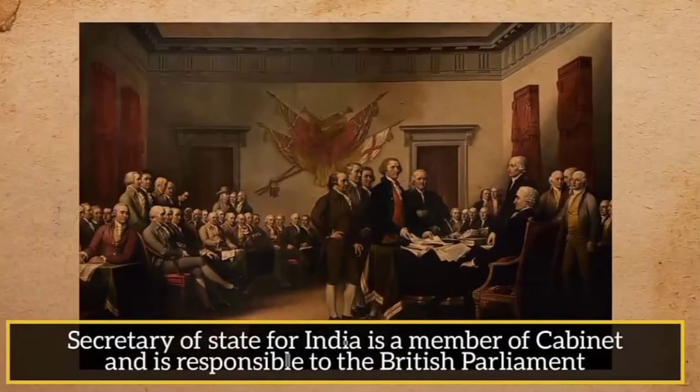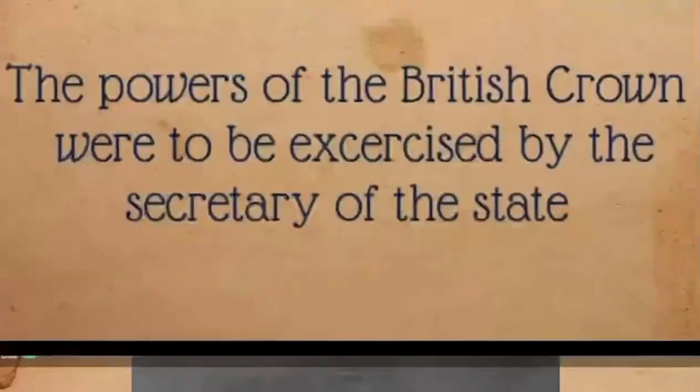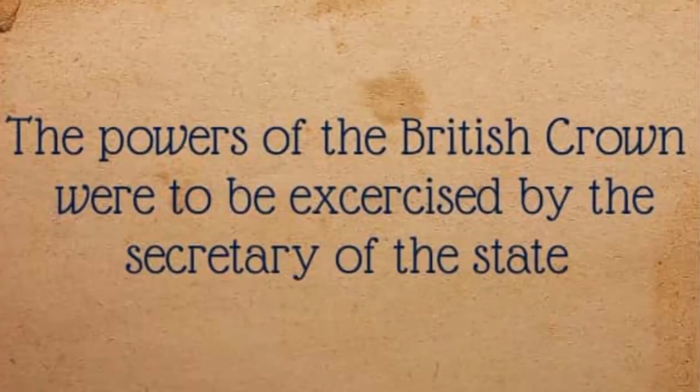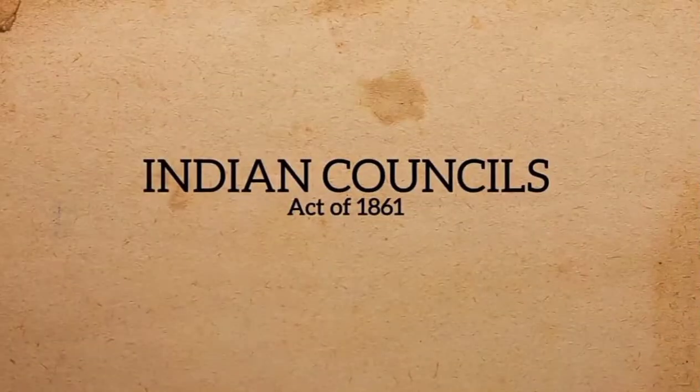And the Secretary of State of India was a member of the cabinet, and he is responsible to the British Parliament. It's very important. The powers of the British Crown were exercised through the Secretary of State. And next one is the Indian Councils Acts, which came in from 1861.